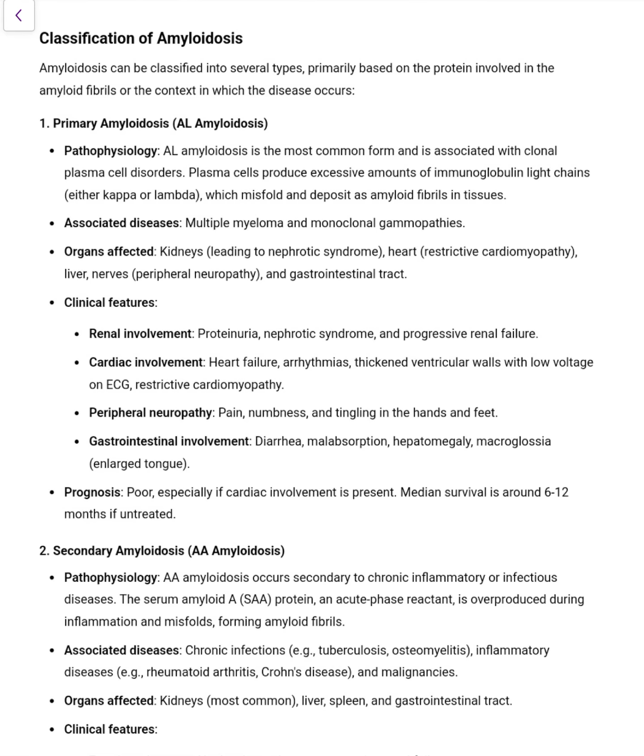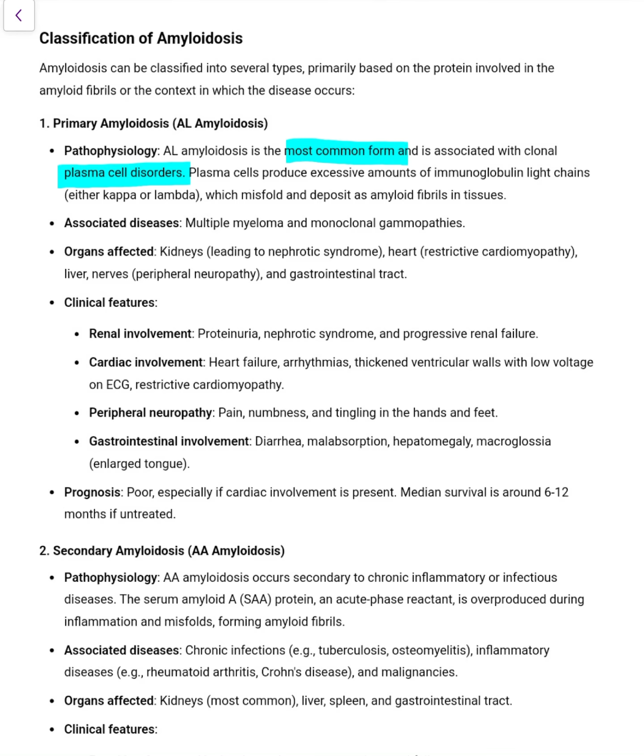Coming to the primary amyloidosis, which is also called AL amyloidosis. It's the most common form and it is associated with clonal plasma cell disorders. So these plasma cells produce excess amounts of immunoglobulin light chain, either kappa or lambda. So this L is from the light chains of the immunoglobulin. Now these light chains misfold and get deposited as amyloid fibrils in the tissues.